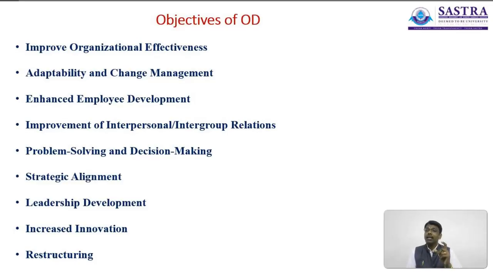When there is alignment, all efforts are directed towards a common vision and mission, reducing wastage of time and resources, friends. OD helps in clearly communicating organizational goals and ensuring that every employee understands their role in achieving them. This alignment strengthens coordination and improves overall efficiency. Correct?